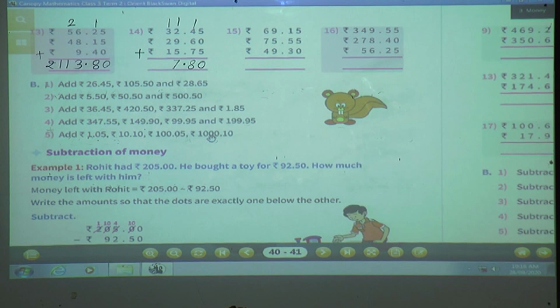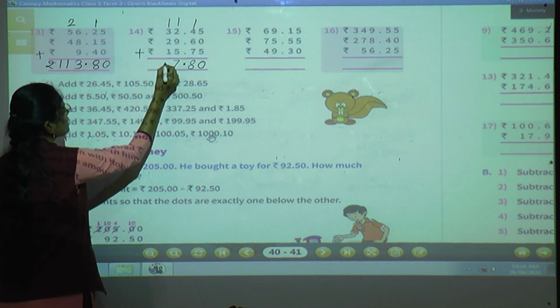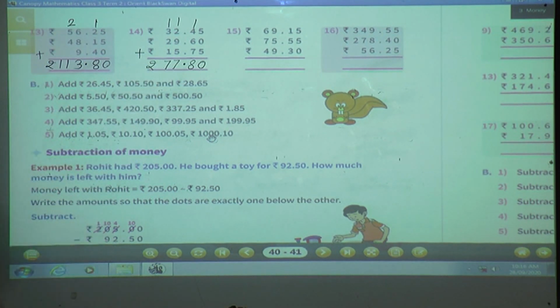Then next place, 1 plus 3, 4. 4 plus 2, 6. And 6 plus 1, 7. And finally I have to give a symbol of rupees. So read the answer. What is the answer? Rupees 77.80. Okay, understood how to do the addition of money.